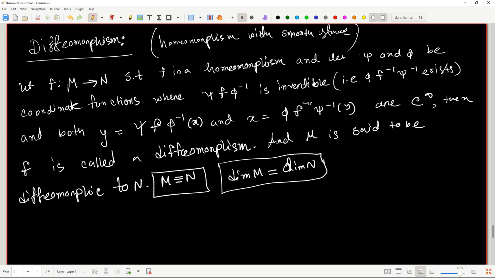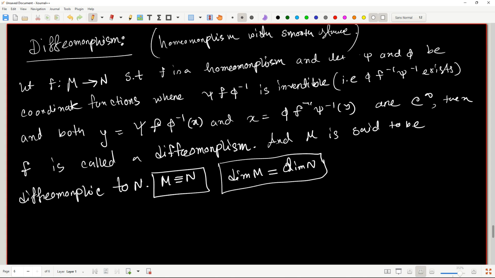And diffeomorphism indicates whether it's possible to deform a space smoothly into another, and two diffeomorphic spaces are regarded as the same manifold. So if M is diffeomorphic to N, then we can regard M and N as not distinguishable, rather we would say that they are the same manifold. So from this definition you can clearly see that this diffeomorphism itself is a homeomorphism.